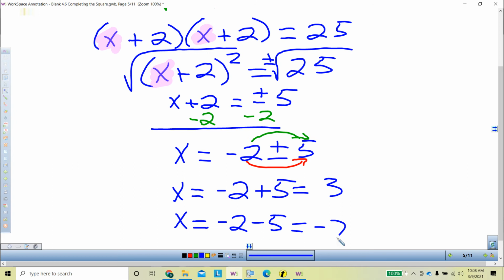So that'll happen too. It doesn't happen a whole lot where you can square root the right side of the equal sign, but it'll definitely happen. So don't stress out about that.